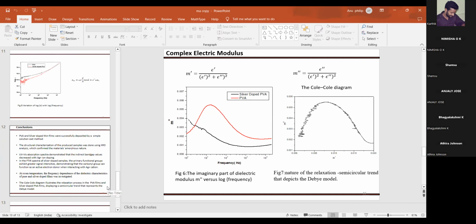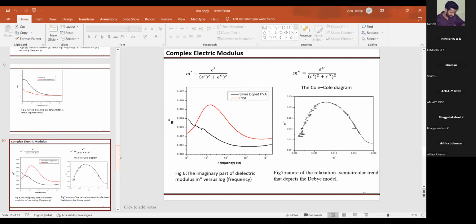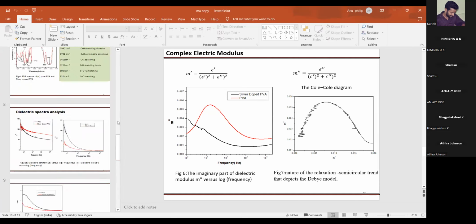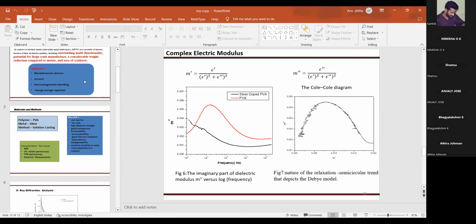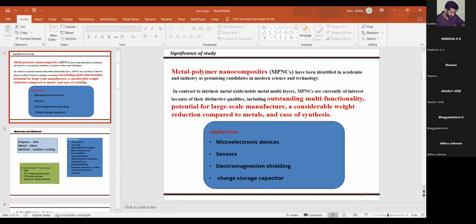Okay, Malini. I have only one question. What is the potential application of this study? Yeah, the polymer composite. We can use this as a polymer composite in many applications, like microelectronic devices, charge storage capacity application, and sensor application, because PVA is a flexible material.